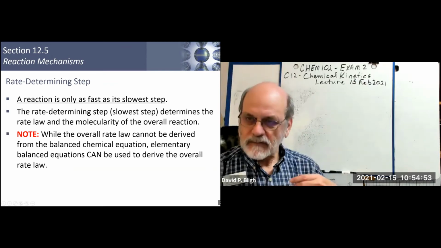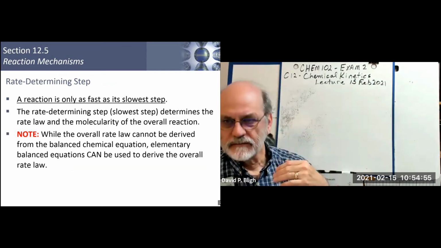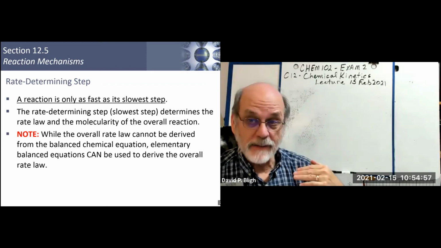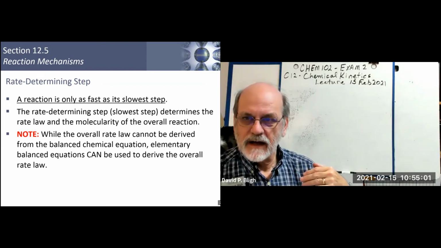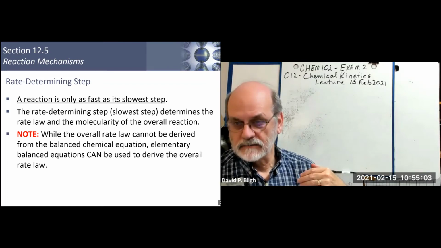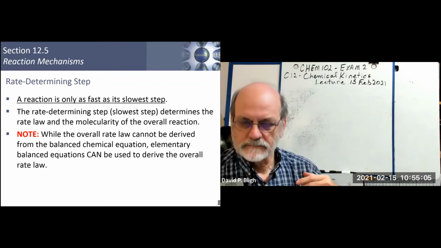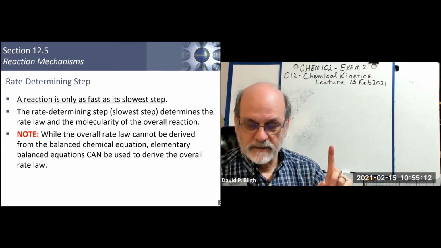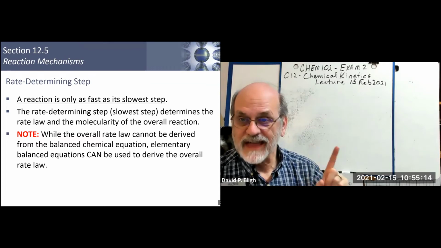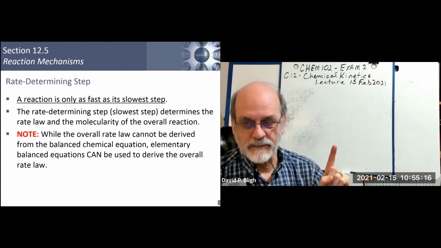Okay. So you've got these series of two or more elementary steps, and they never occur at the same rate. They're always different rates. So the slowest rate is the rate determining step. That is, nothing happens any faster than the slowest step.